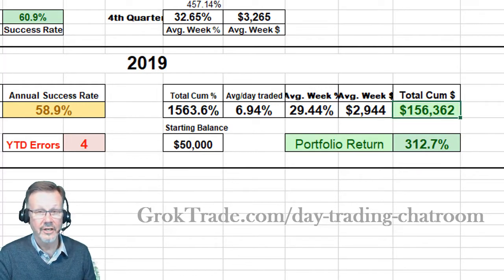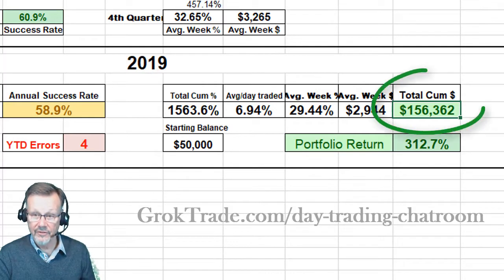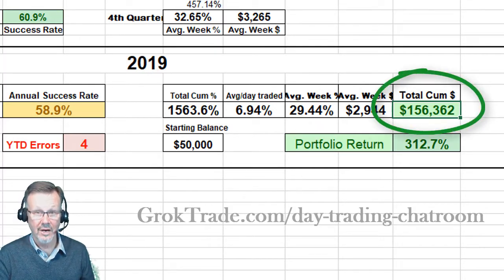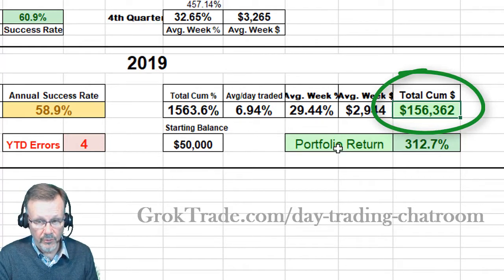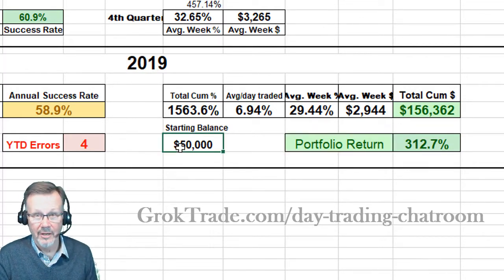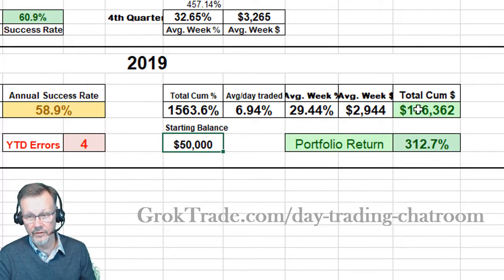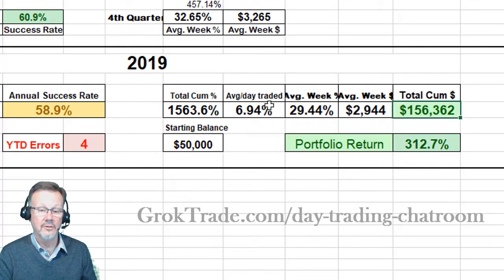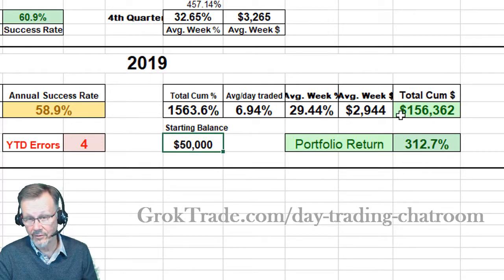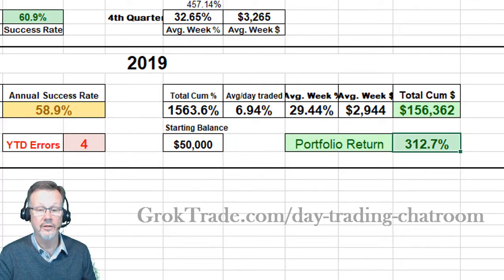And then income for the entire year, trading $10,000 per lot size, was $156,362. Wow. Now, this is where the portfolio return, what I touted, hey, it was 312%. Well, it all depends on what your opening balance was, folks. If you had an opening balance of $50,000, you add 156, that's 312%.